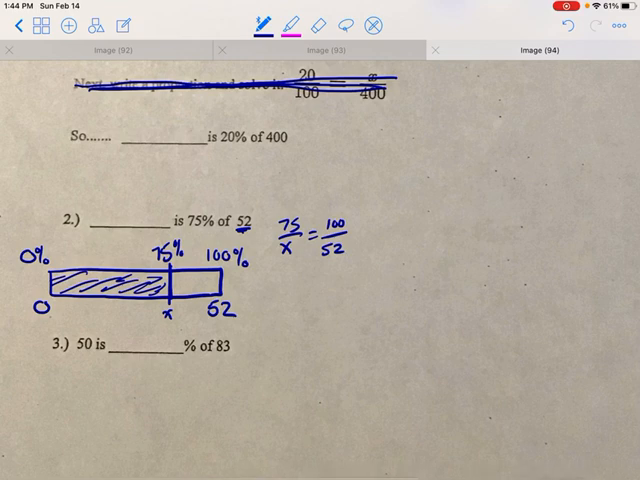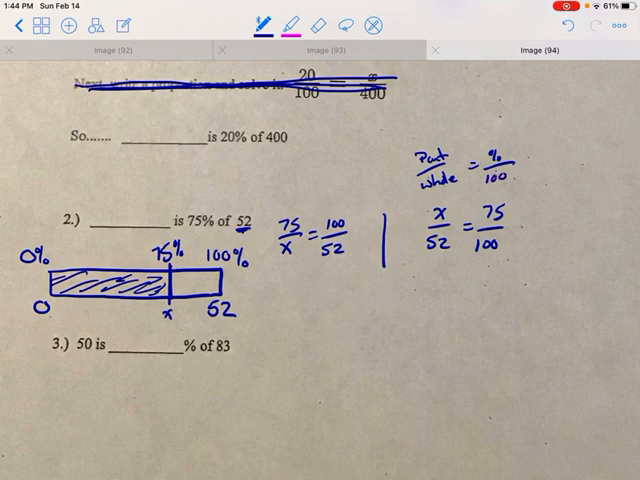Now, if you rotate your paper, which I'm not going to redraw the rectangle again, you will see it this way. x over 52 equals 75 over 100. So this one is that part to whole, percent over 100. Now, which one I use, to me, would depend on which one would simplify more easily.